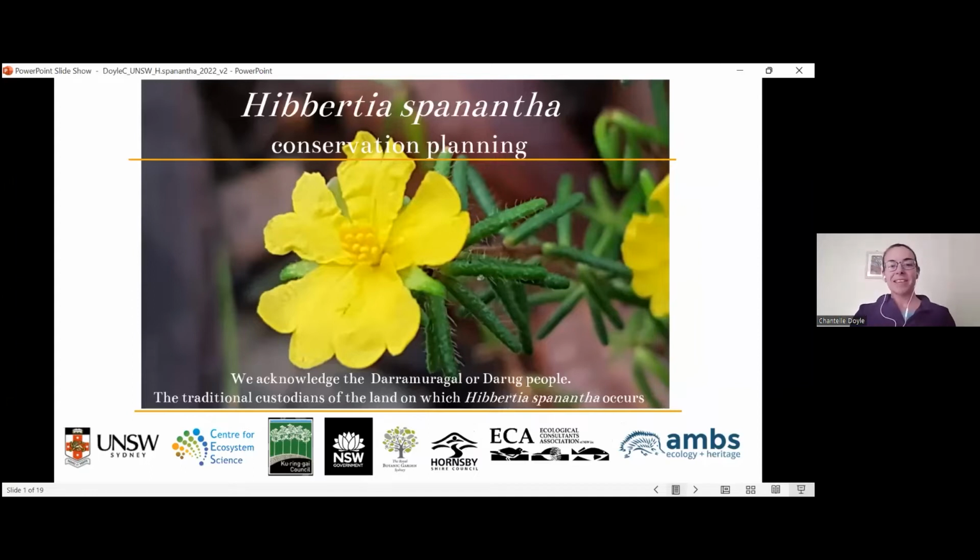So the species that I'm going to talk about is Hibbertia spinantha. I'm not going to be talking about translocation, but I'm going to be talking about some of the ecological considerations prior to translocation.